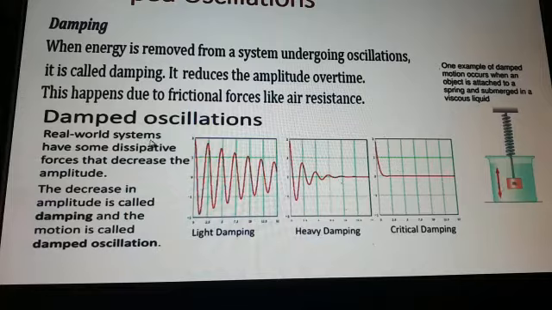Real world systems have some dissipative forces that decrease the amplitude. The decrease in amplitude is called damping and the motion is called damped oscillation. So, how does energy damping happen? The energy is removed from the system that undergoes oscillation. If energy is being removed from an oscillating system, we call it damping. Here is the graph showing light damping. See the amplitude of the wave. Here is heavy damping, and this one is showing critical damping; the graph looks like this.